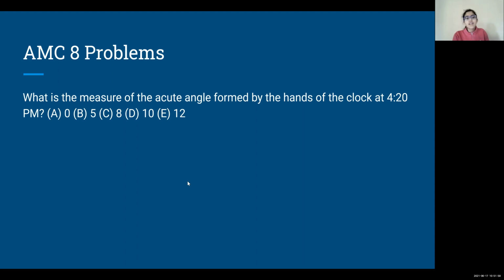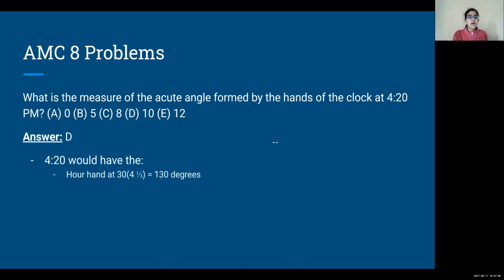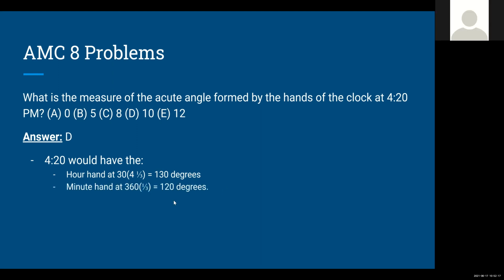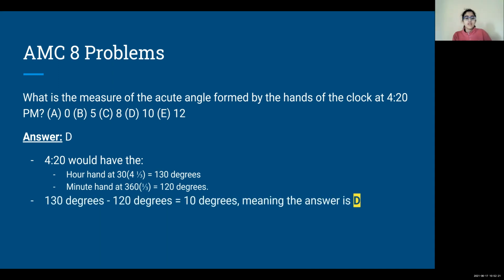Okay, so back to the question. I've gotten a lot of answers. The answer is D. How we get this: at 4:20, the hour hand would be at 130 degrees, since 13/3 multiplied by 30 degrees is 130 degrees. And then the minute hand would be at 120 degrees. So 130 minus 120 is equal to 10 degrees. So the answer is D.